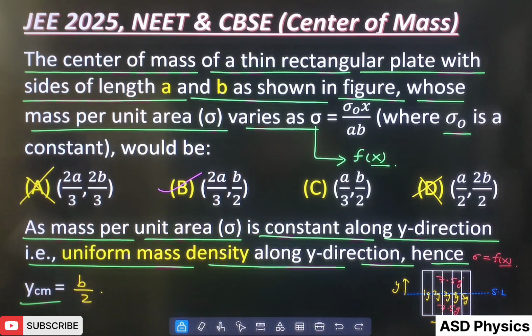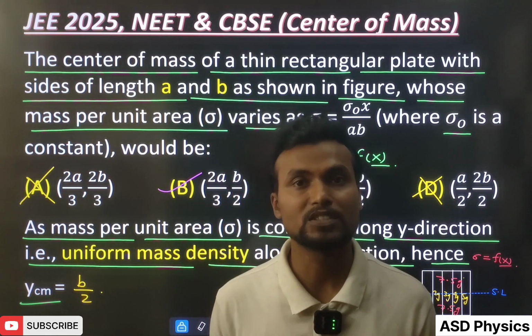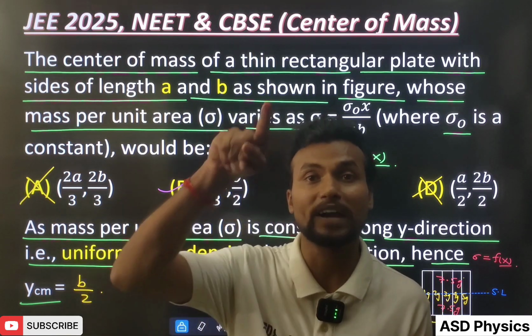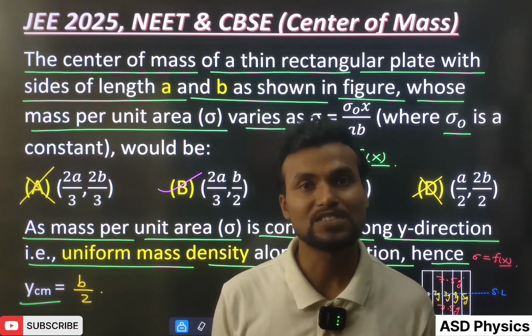Can you see very well? So students, I hope this question of JEE 2025 is very clear to you, in which we have seen uniform mass density along the y direction and non-uniform mass density along the x direction. Keep studying, keep growing.